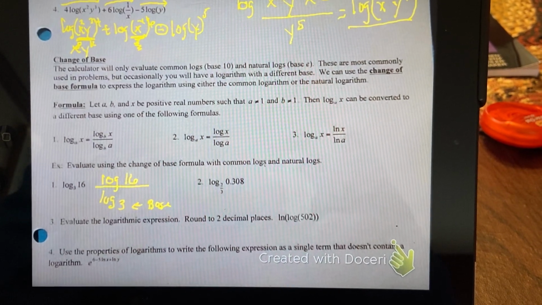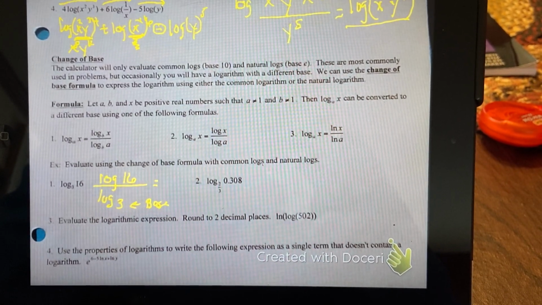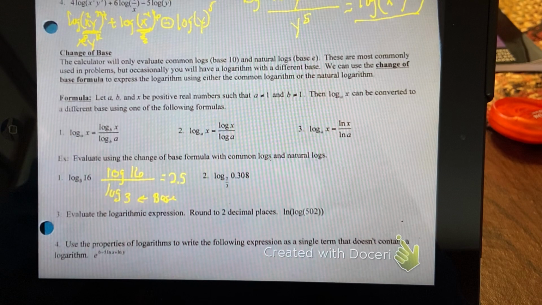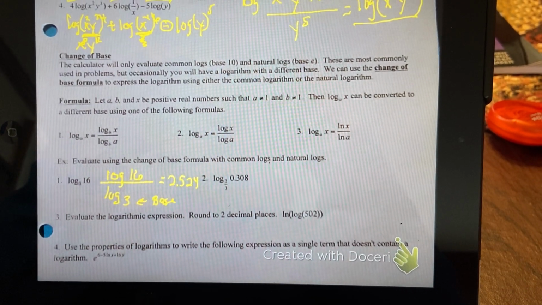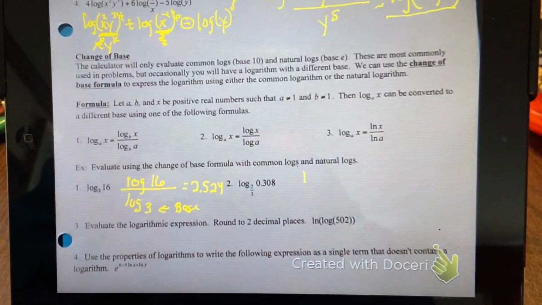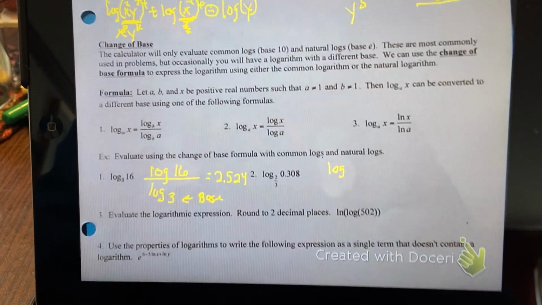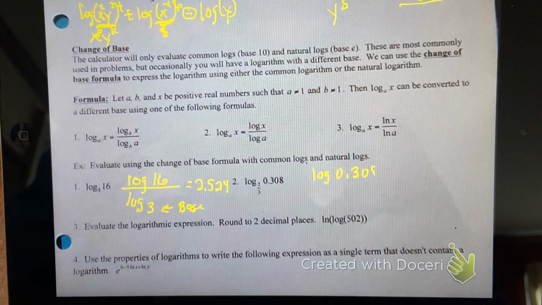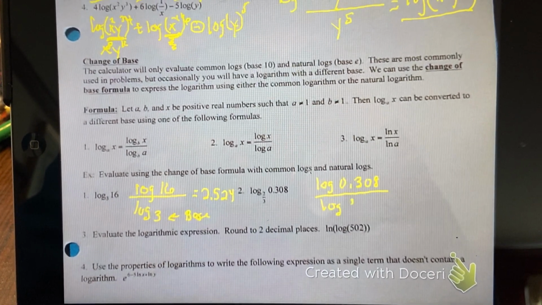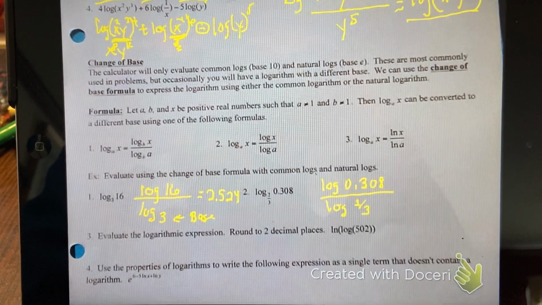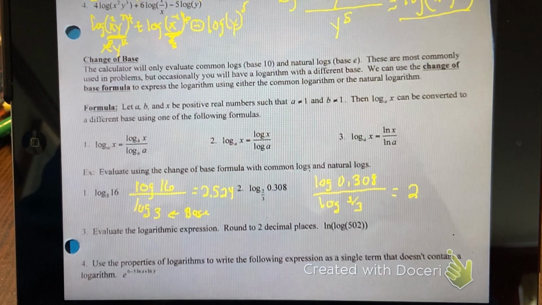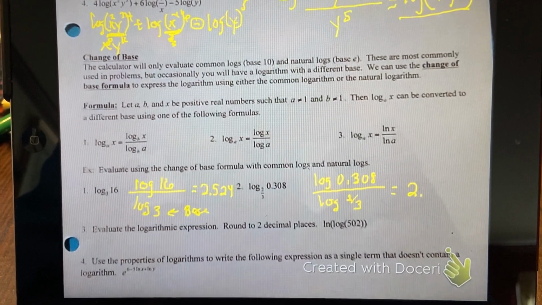And it just wants you to evaluate it, and I've got down 3 decimal places. So in your calculator, you get something like this. So on number 2, log 0.308 divided by log of the base, just say 2/3. And in your calculator, typing that in, log of that would be 2.904.